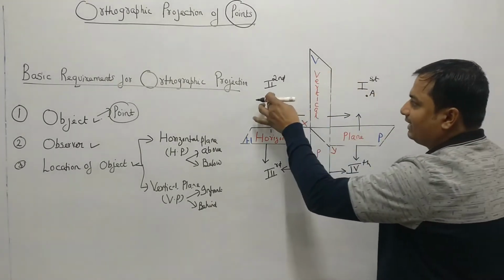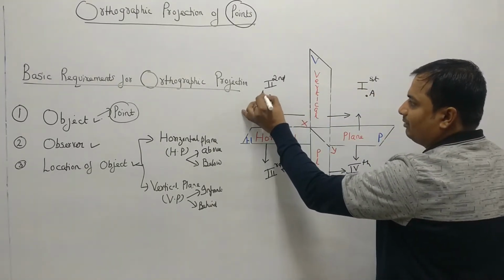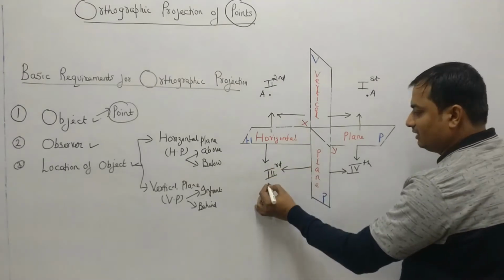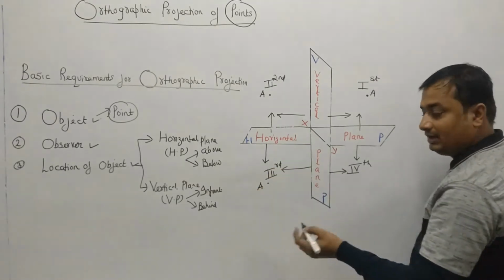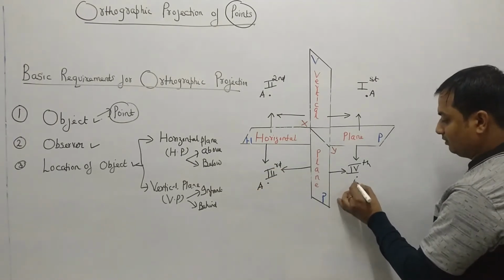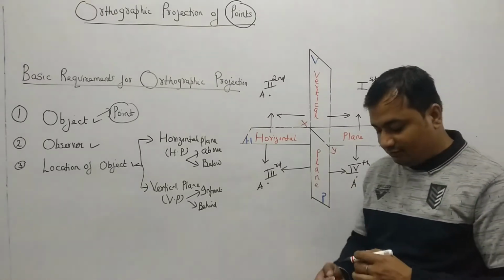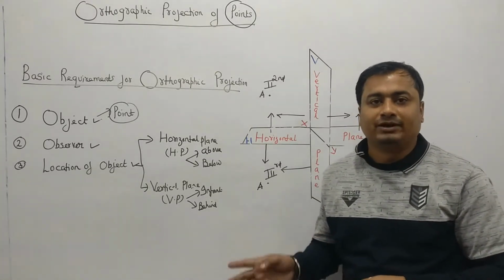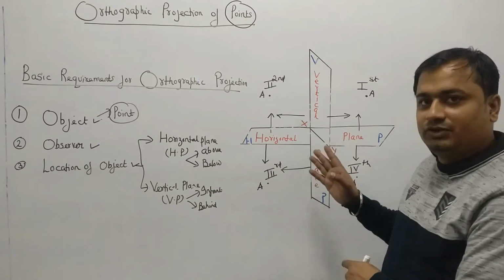The point can be in the second angle also, capital A. The point can be in the third angle also, capital A. The point can be in the fourth angle also, that is capital A.